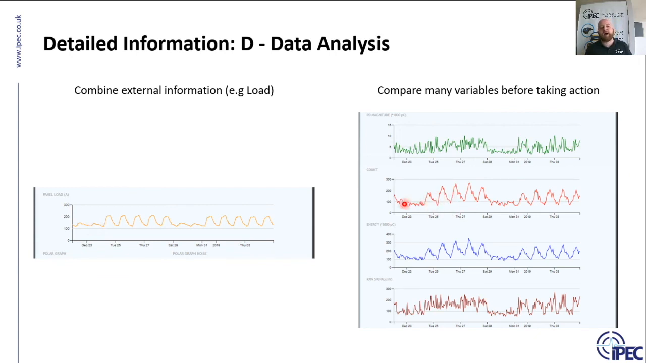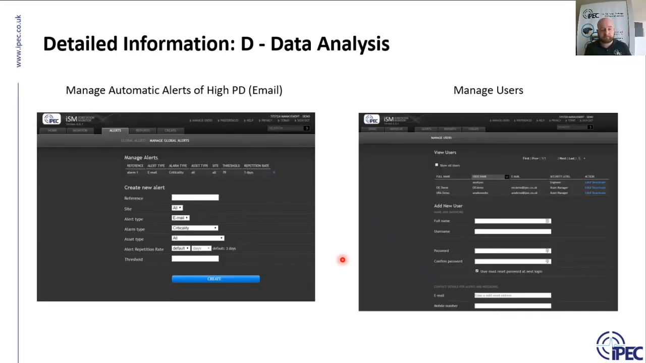We can see this count has a variation with load. So load and PD sometimes have a pattern. Sometimes the pattern is inversely proportional, sometimes proportional. So it is important to consider the load and other variables, such as, like I said, the temperature and humidity of the substation as well.